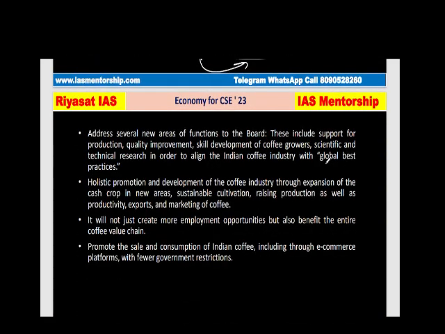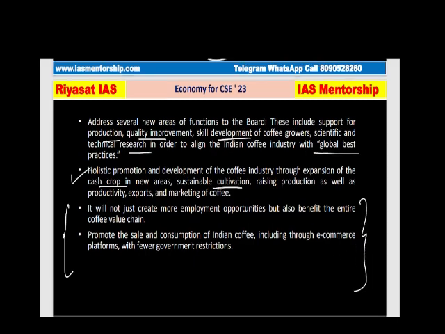Next function of the board. These include support for production, quality management, skill development, scientific and technical research, global best practices, etc. There will be proper promotion for the development of the coffee industry through expanding the cash crops and sustainable cultivation. This is everything about it. You should understand. Clear?